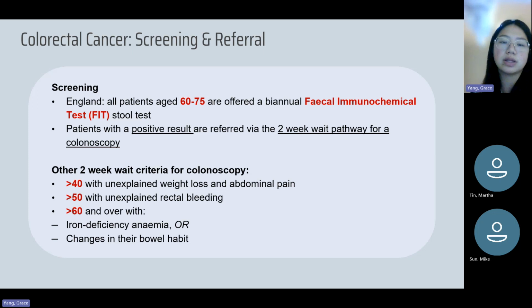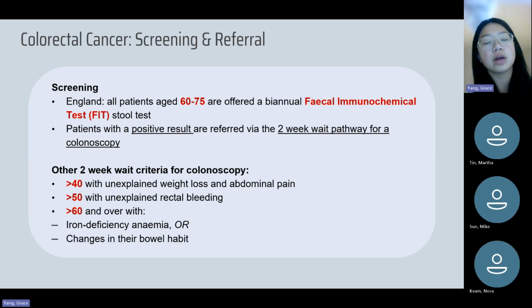Other 2-week wait criteria for colonoscopy include if you're 40 and over and you experience unexplained weight loss and abdominal pain, 50 and over with unexplained rectal bleeding. So if you obviously have a long history of, let's say, piles and it's always bleeding, that might be different. If you're 60 and over with either iron deficiency anemia or changes in the bowel habit, that could be all sorts of things.